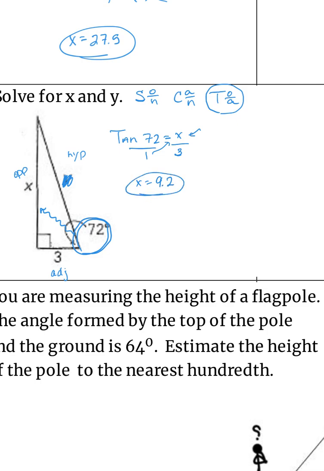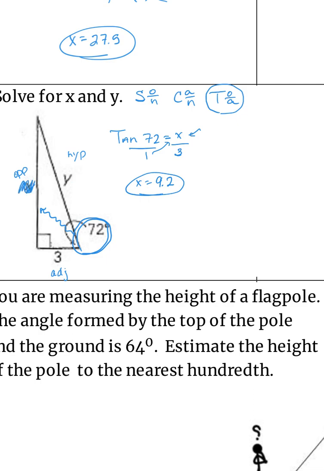Again, you have to play around with the calculator you're using. It's either 3 times tan 72 equals or 3 times 72 tan equals. So it just depends on how you put those numbers in, but you should get 9.2 as your answer.